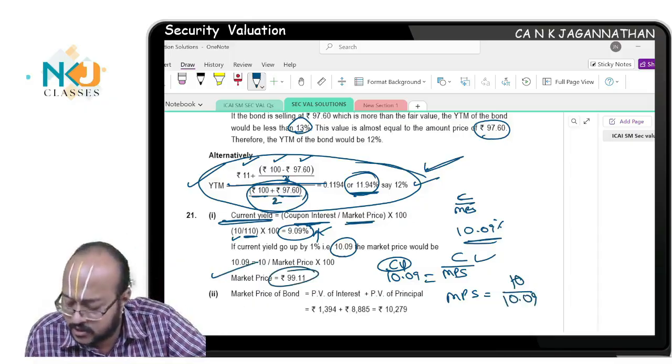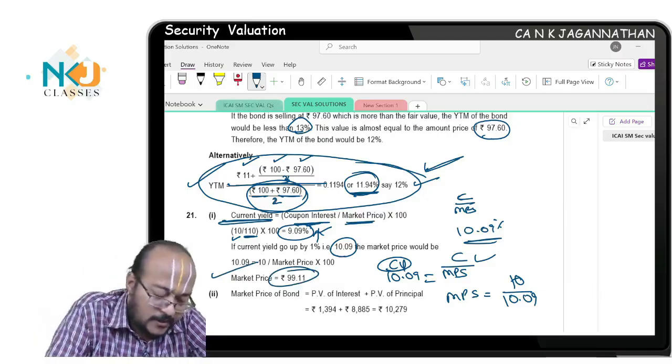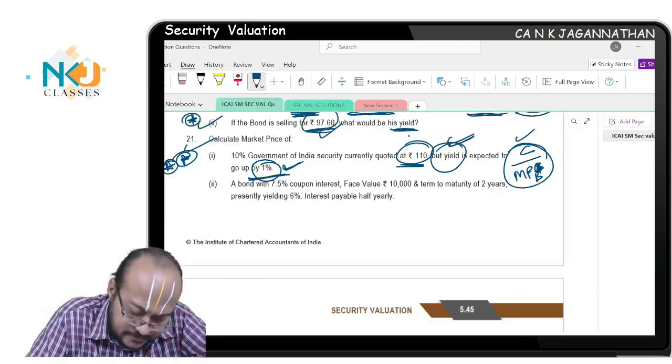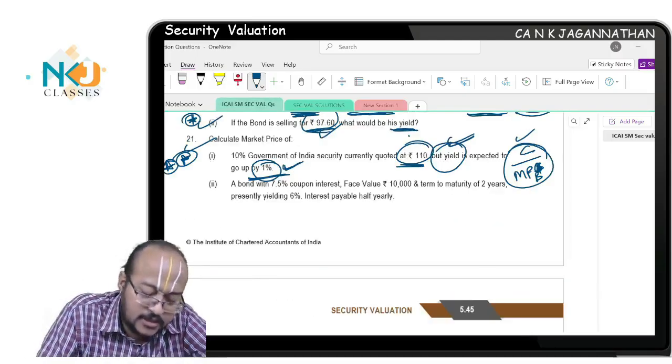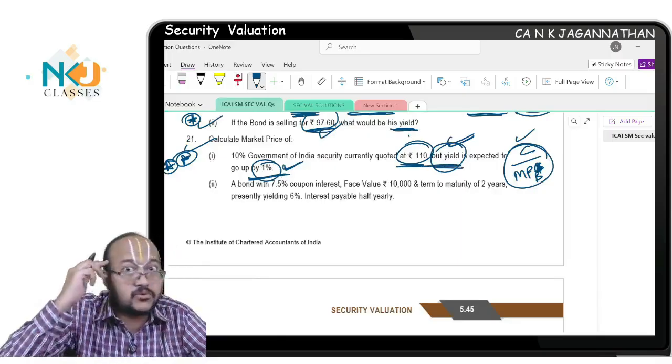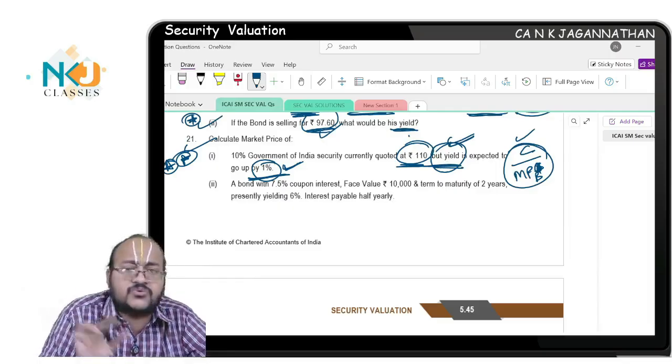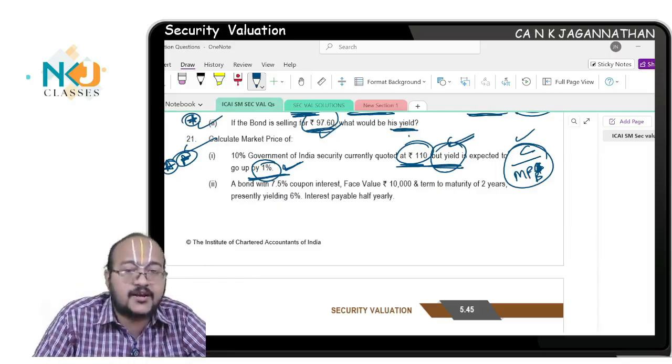Are you all understanding? It is all about current yield and not YTM. This yield they have taken as current yield. That is the only thing you need to remember. If this sort of question comes, remember that the yield is current yield and not YTM.